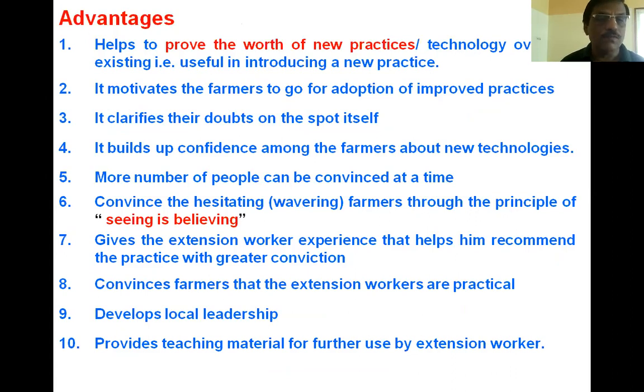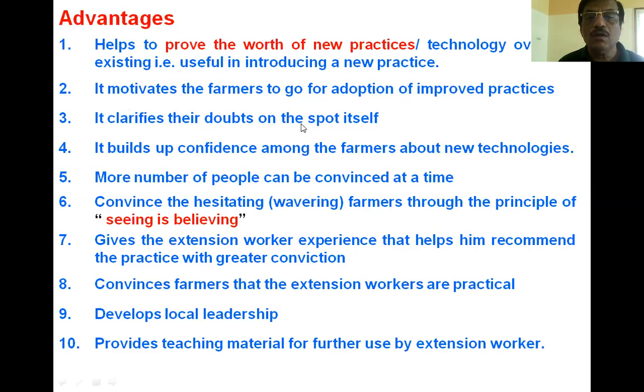Then these are the advantages of result demonstration. It helps to prove the worth of the new practice. It is one of the best methods to prove the worth of a new practice in the farmer's field, technology over the existing one. It is useful in introducing the new practice in the farmer's condition. Then it motivates the farmers to go for adoption of improved practices by showing the results, by seeing the results.